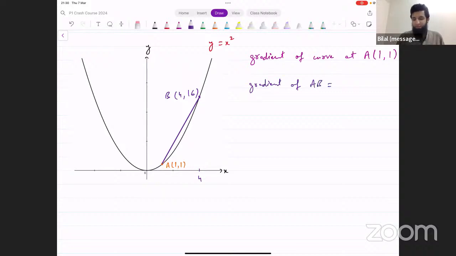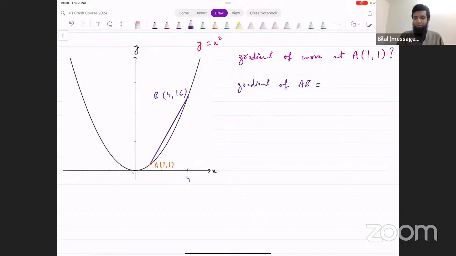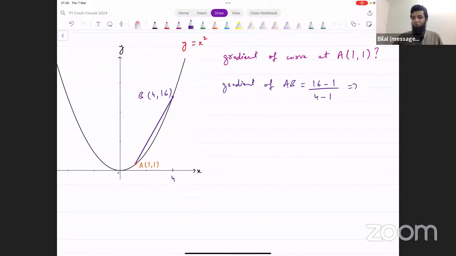Let's actually find this gradient first of all. Let's see what that turns out to be. Y2 minus Y1, so that's 16 minus 1 divided by 4 minus 1. What does that give us? 15 over 3, and that's 5. Sir, is that a good estimate? Is that a good estimate for the gradient of the curve at this point A? What do you think about it?